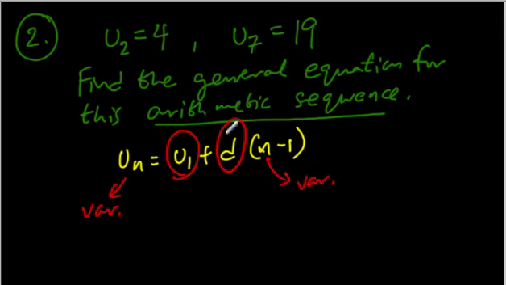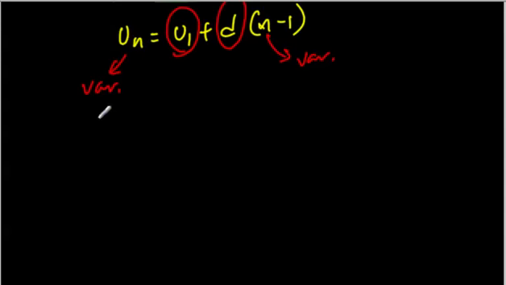However, the first term and the common difference remain constant. So if we can find what these constants are, then we can find the general equation. So how do we do that? Let me just write the two terms again: u2 is equal to 4, and u7 is equal to 19.